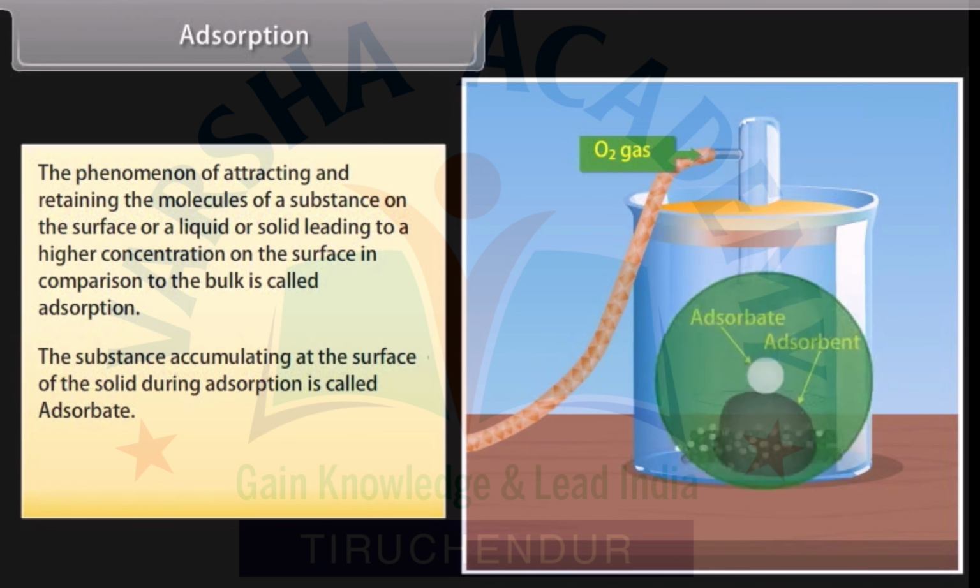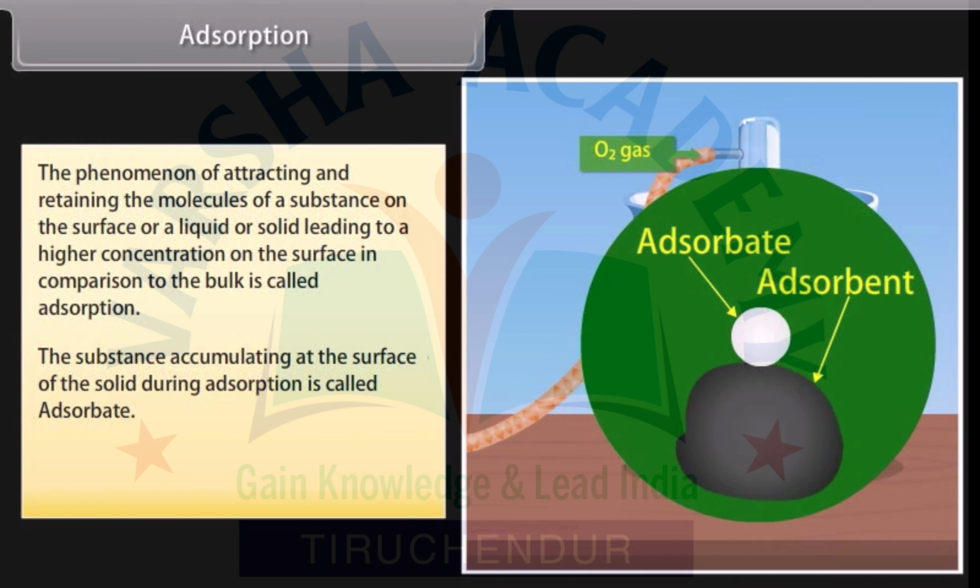The substance accumulating at the surface of the solid during adsorption is called adsorbate. The surface on which adsorption occurs is called adsorbent.